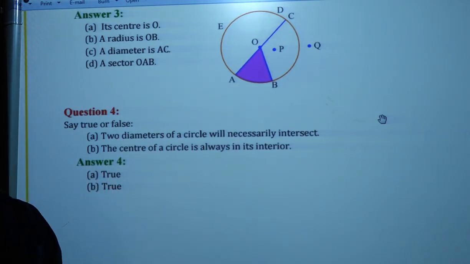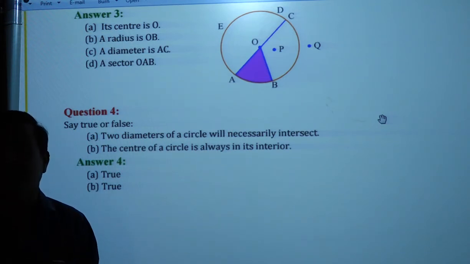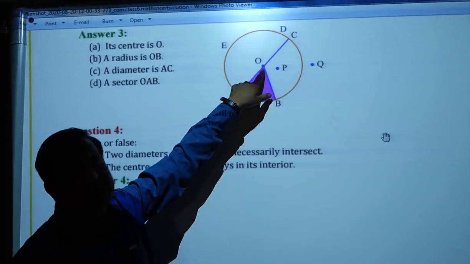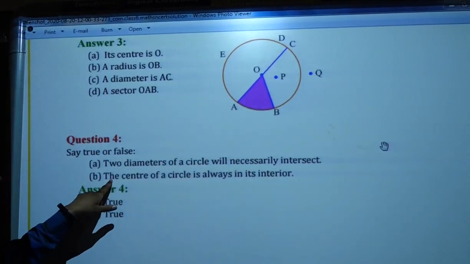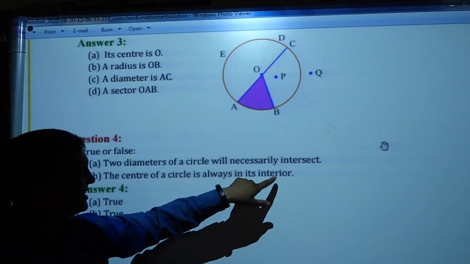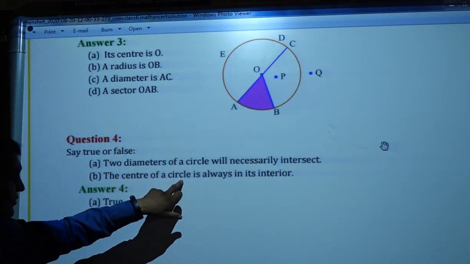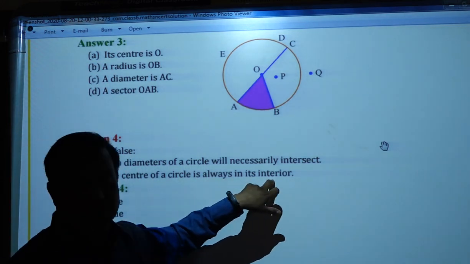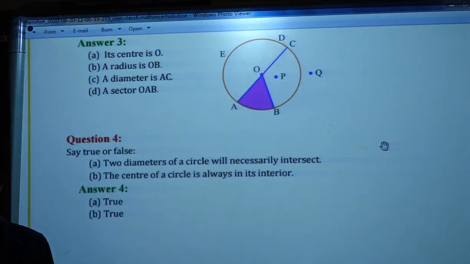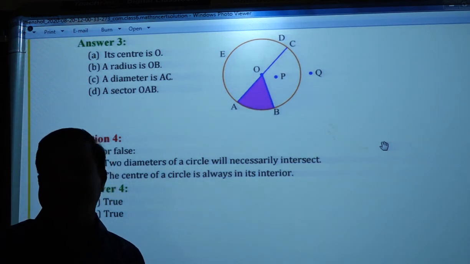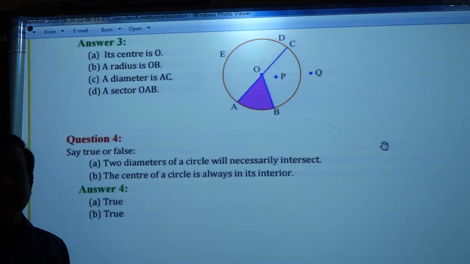If you draw two diameters, what is a diameter? A line which passes through the center from one endpoint to the other endpoint of a circle. So when you draw two diameters, definitely they are going to meet in the center. So it is true. The center of a circle is always in its exterior. So what is asking? The center of a circle is always in its interior. Yes, the center of a circle is always in its interior. So this was the chapter's end.